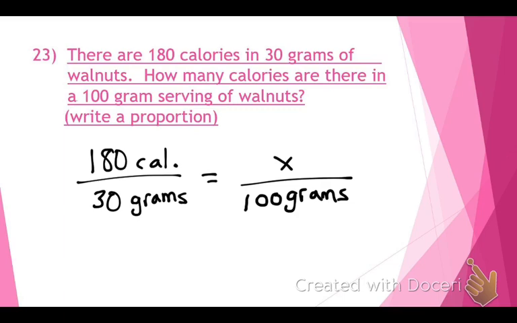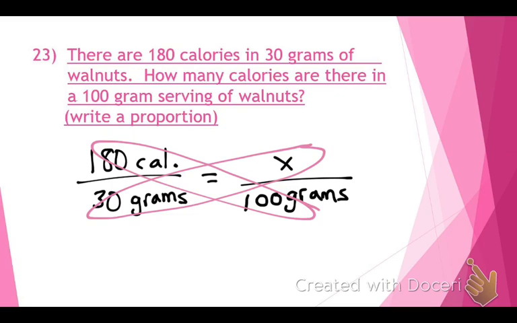Now, who can share with me how you figured out what your answer should be? Kyla, what'd you get? I did 180 times 100 equals 30x. Okay, so what she did was she chose to do cross products, all right? So 180 times 100 equals 30x. Then what? And then I multiplied 180 times 100 and I got 18,000. Okay, so 18,000 equals 30x.